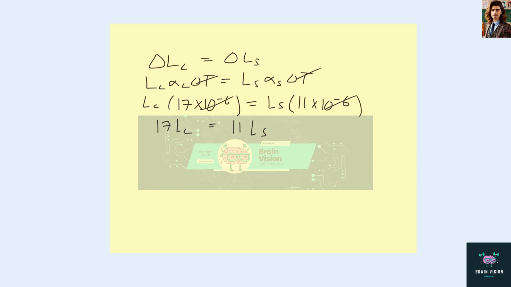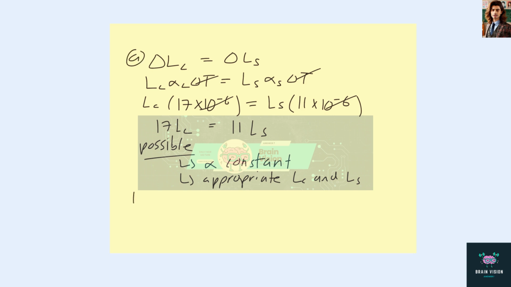So yes, this is in fact possible on really two requirements. One, we need the linear expansion coefficients to be constant, so we can make this assumption anyway. And two, we need appropriate LC and LS to make it equal. And that is the topic of part B.